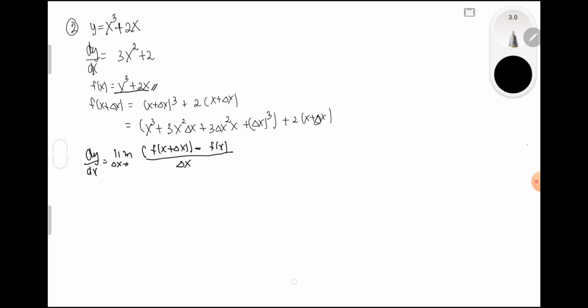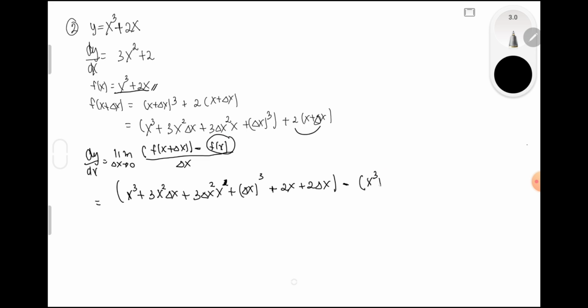By simply plugging in the formula, we'll have a value equal to the limit of delta x approaches 0. So by simply plugging in our f of x plus delta x and our f of x, we'll have a value equal to x cubed plus 3x squared delta x plus 3 delta x squared multiplied by x plus delta x cubed plus our 2x plus 2 delta x minus our f of x, which is equal to x cubed plus 2x, okay, divided by our delta x.